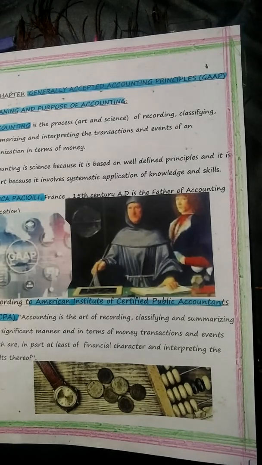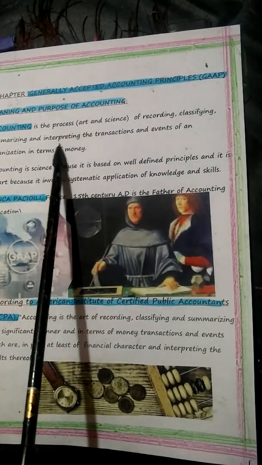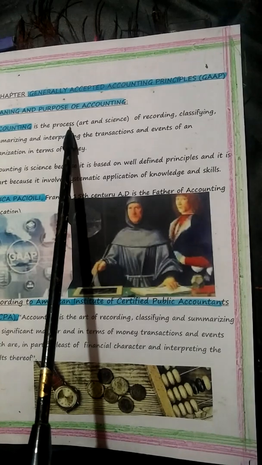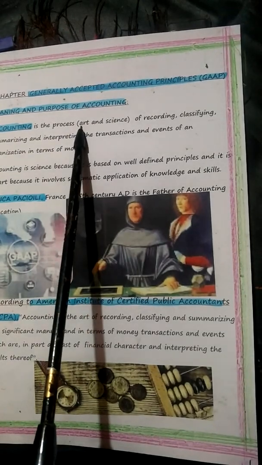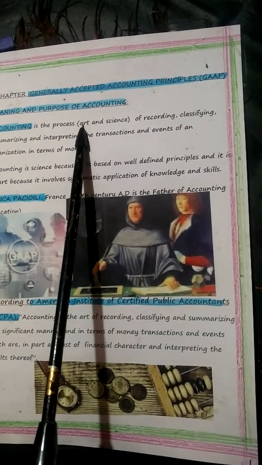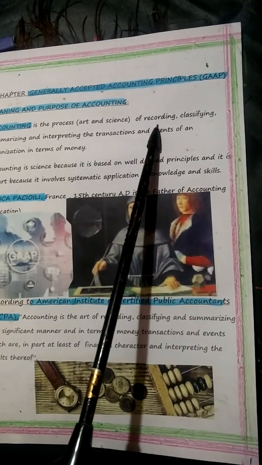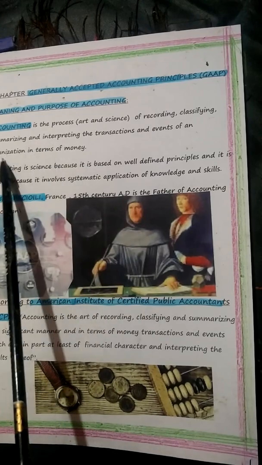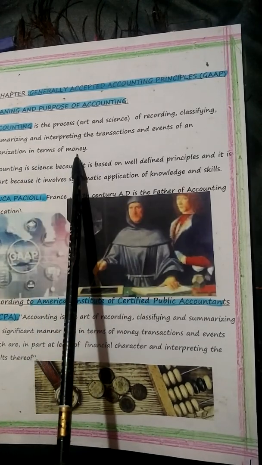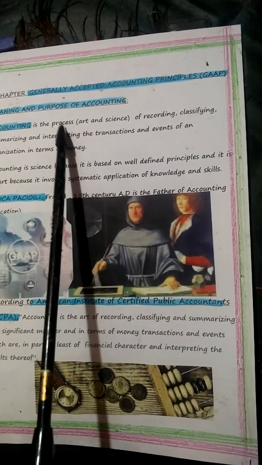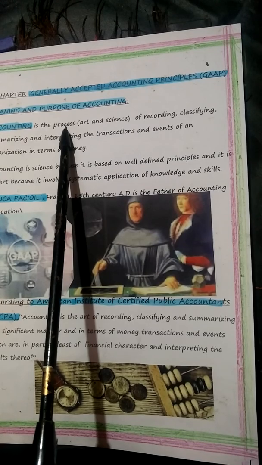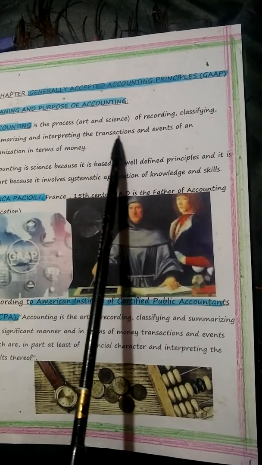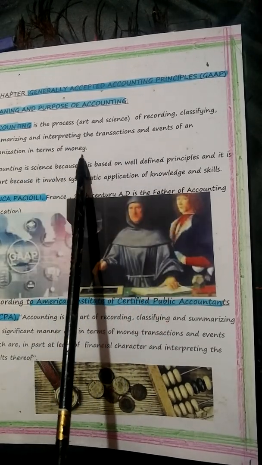Now let us go to the meaning and purpose of accounting. I just give the meaning, children. Accounting is a process. When I say process, it's a methodical process. It's also called the art and science of recording, classifying, summarizing, and interpreting the transactions and events of an organization in terms of money. So, what is accounting, children? Accounting is a process, action, activity of recording, classifying, summarizing, and interpreting the transactions and events of an organization in terms of money.